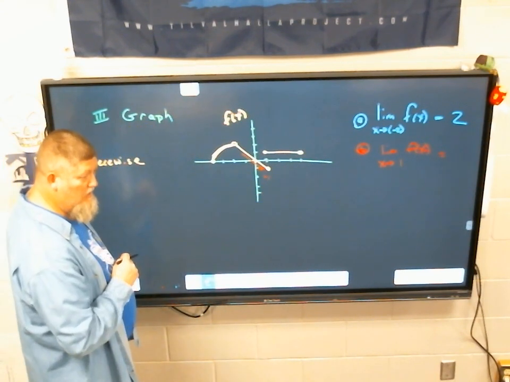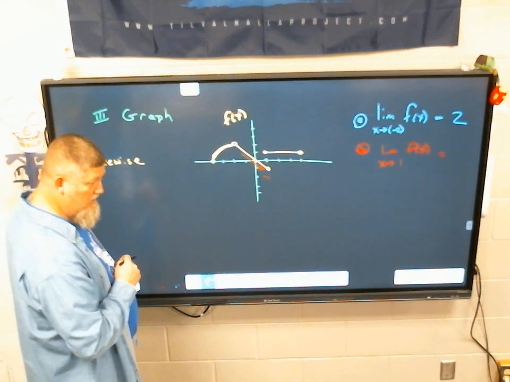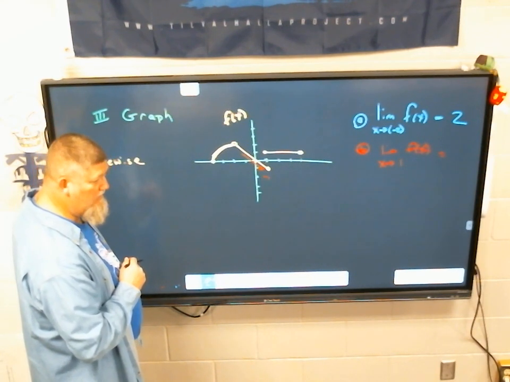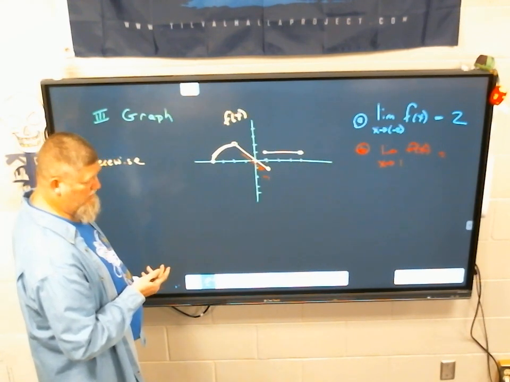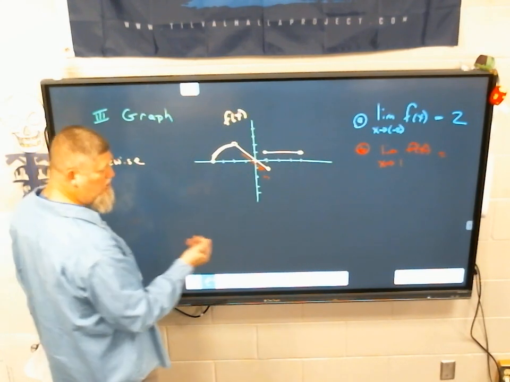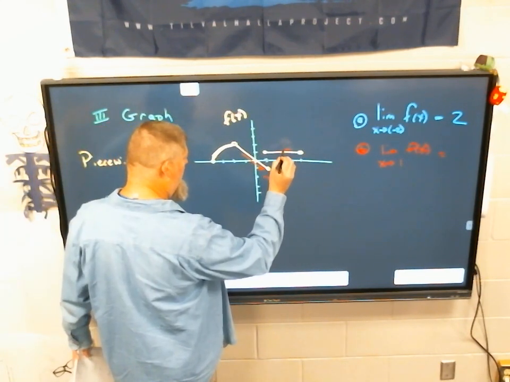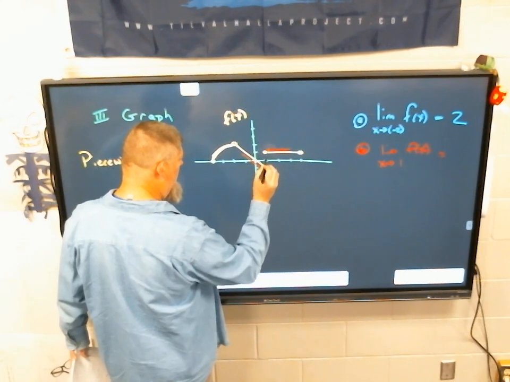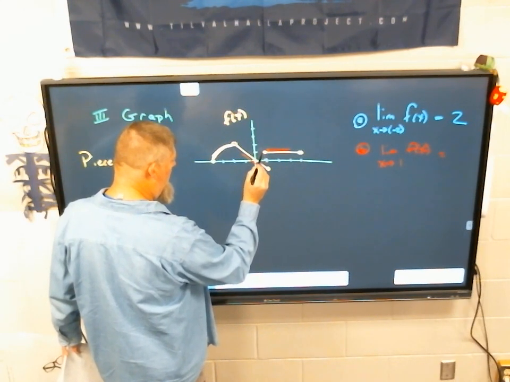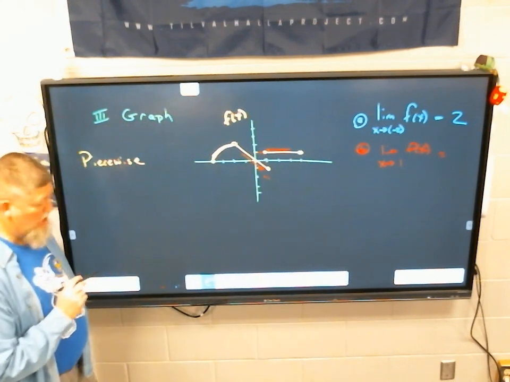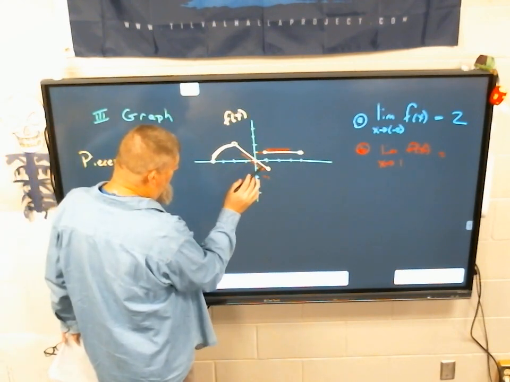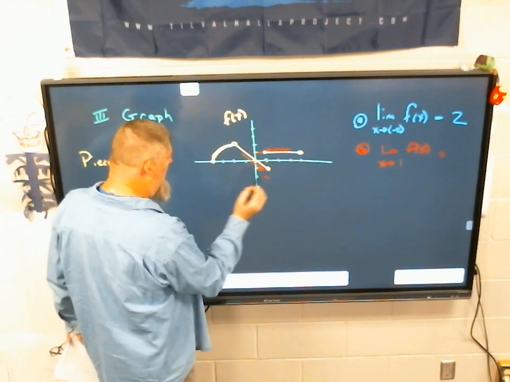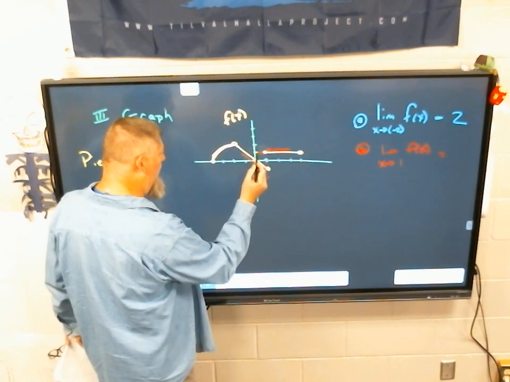Wait, how do we know we're starting from, like, which function? Okay, so I just said, let's just start from the left. Now let's look at the right. What value is it approaching from the right? Same thing, 1. It's approaching a +1, right? So from the left, it's approaching a value of -1. From the right, it's approaching a value of 1.